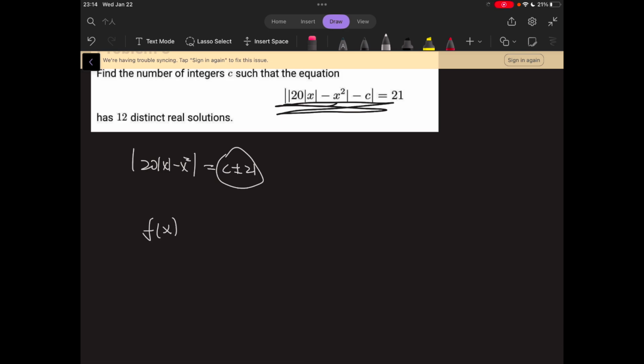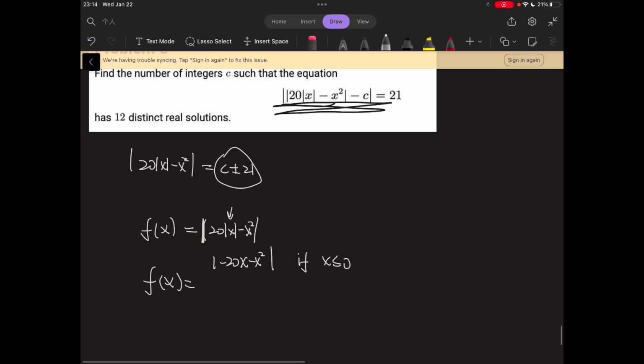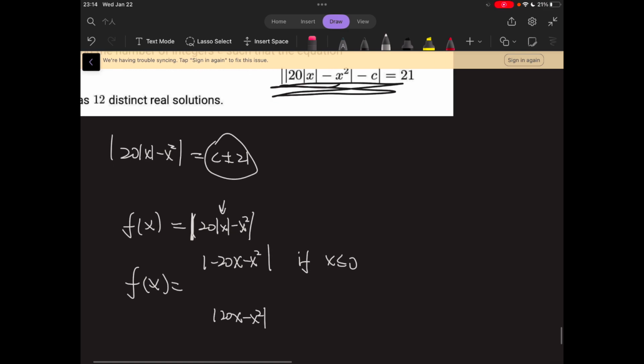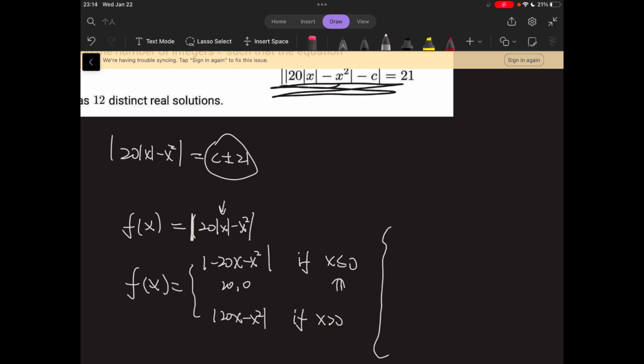Let's call this f(x), the left side. So now f(x) is equal to negative 20x minus x squared, we factor out this first because it's easier, if x is less than or equal to 0, and 20x minus x squared if x is more than 0. Note that we put 0 here because it's easier. And then you solve the function, try to figure out when it's negative and when it's positive, and you quickly realize the zeros are 20 and 0. So you just write it out, basically.